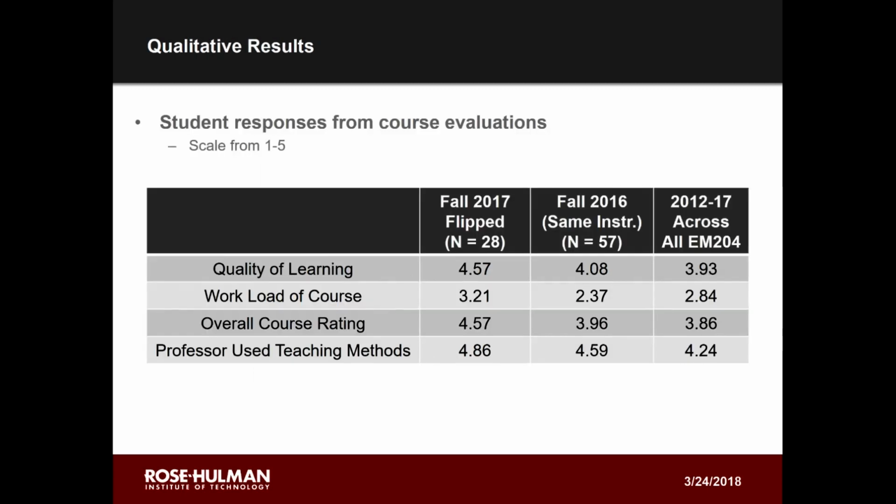Similarly, looking at more qualitative results, there were some directed questions on the course evaluations about the quality of their learning, the workload of the course, the overall course rating, and so on and so forth. They were asked to respond on a scale from 1 to 5, with 5 being a positive result and 1 being a relatively negative result. I have the data presented here for the flipped version of the course. Isolating myself as a variable, I have my results presented from last year, fall of 2016. And then also I have an aggregation of all of the results across all instructors over the last 5 years for this course.